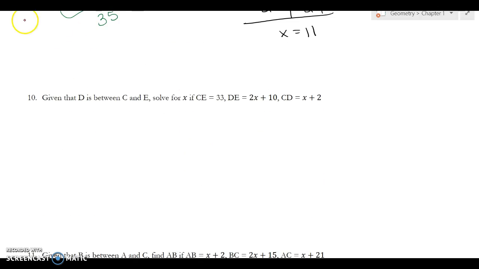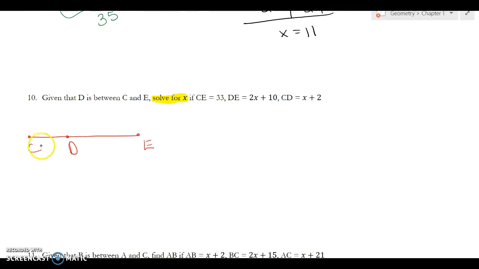And it says, given that D is between C and E, so I'm going to draw that picture. Again, you're going to get really good at drawing these pictures. Oops, and there's one more after that too. It says solve for x. So sometimes I will highlight as I'm going so that I know it says solve for x.